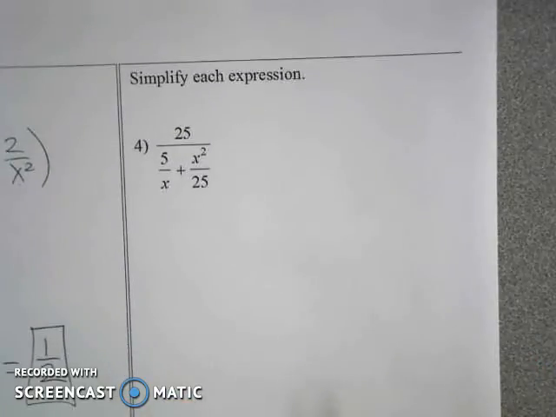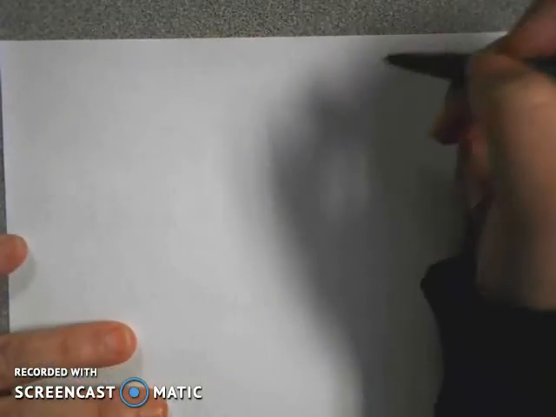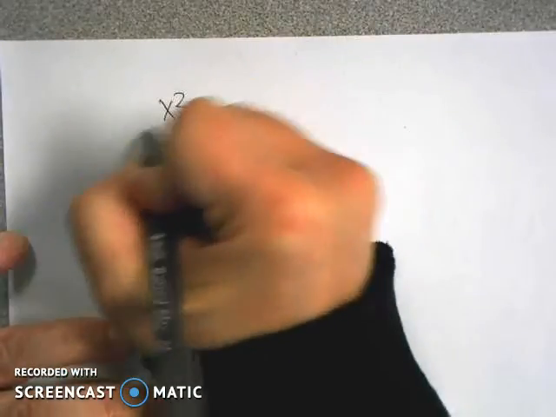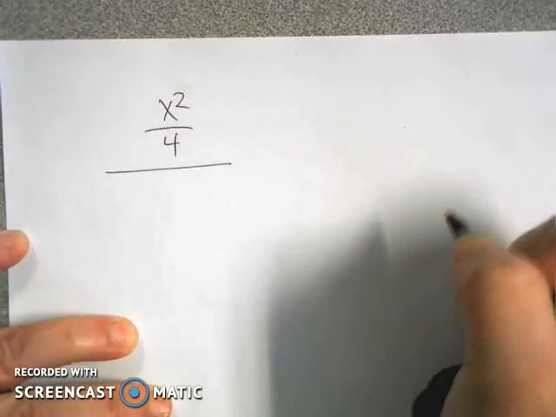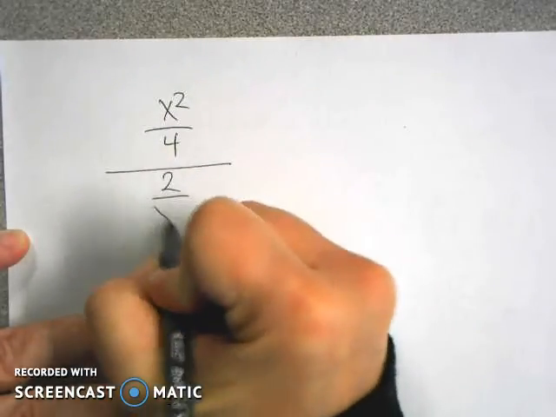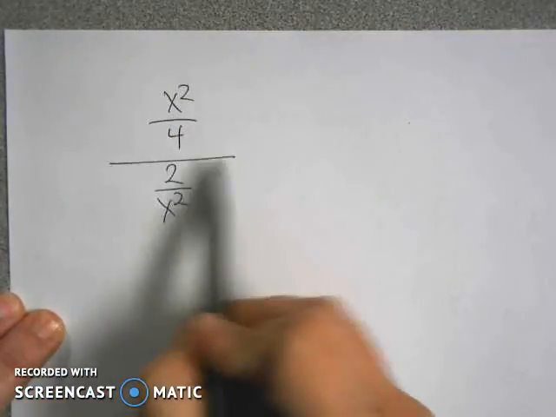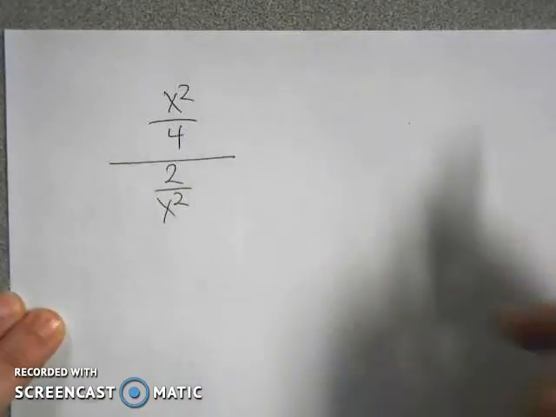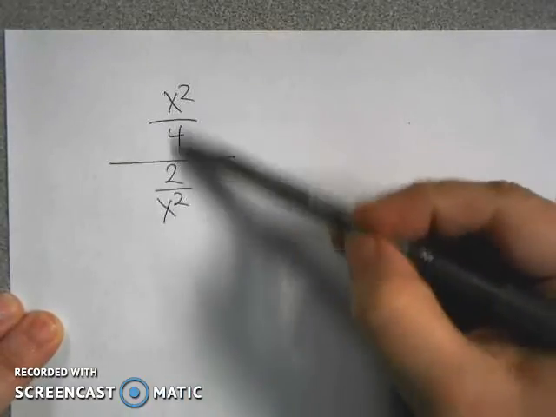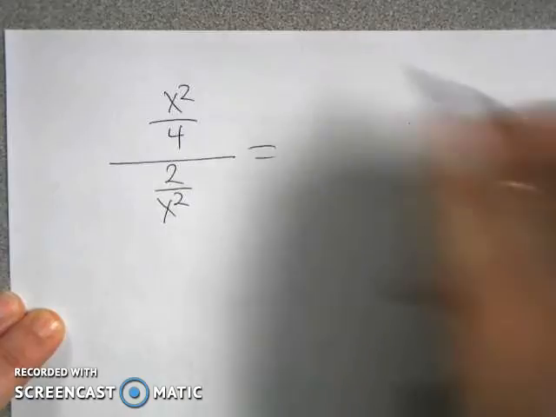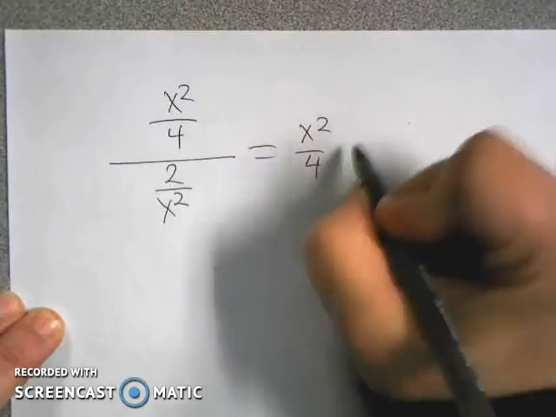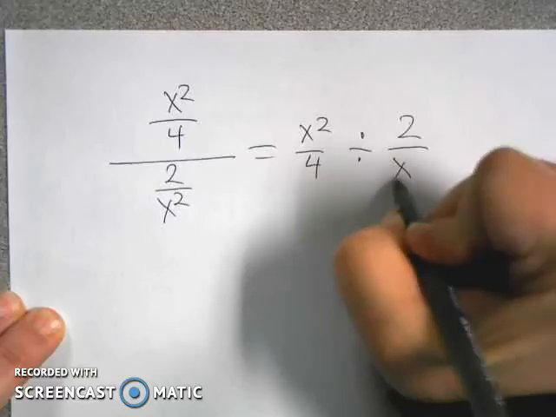Hi guys, I wanted to go over a problem that has variables in it to get us used to seeing these the way you'll really be working with them. So we have x squared over 4 over 2 over x squared. You can see here that the fraction bar in this position is what is separating the two rational expressions. So that's my division symbol. So I've got x squared over 4 divided by 2 over x squared.